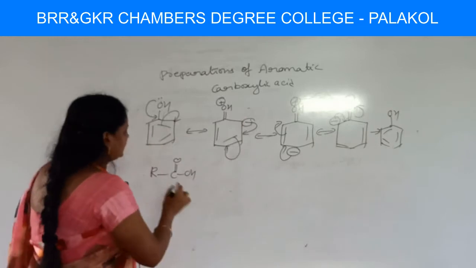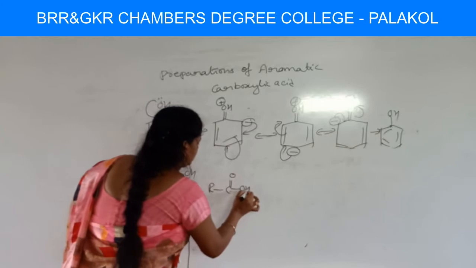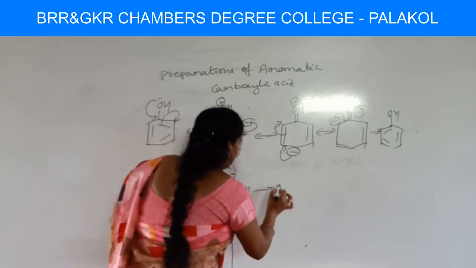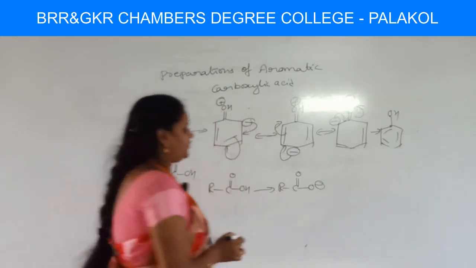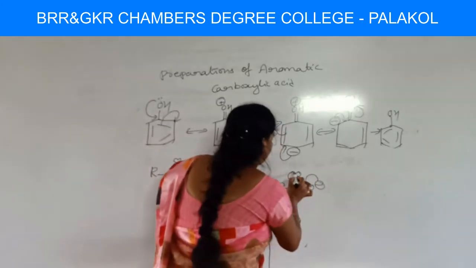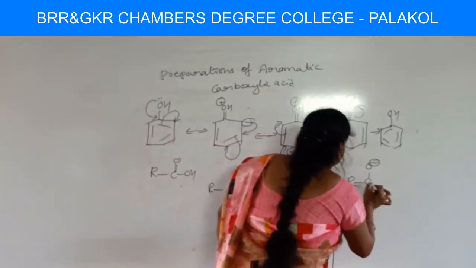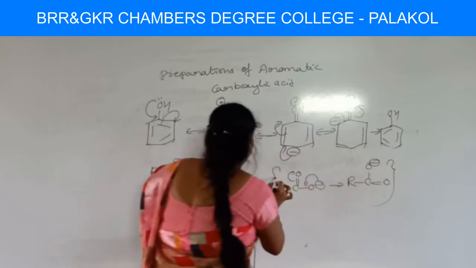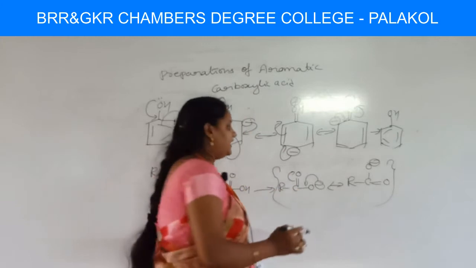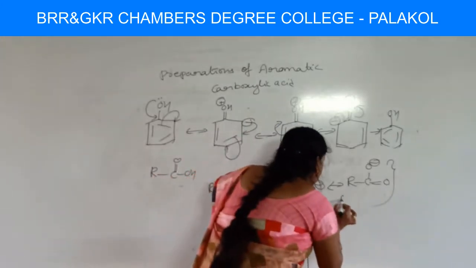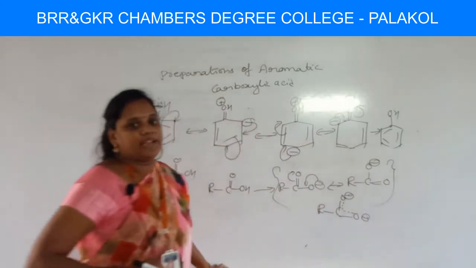If you take carboxylic acid, RC double bond OH, okay, RC double bond O minus, carboxylate ion is formed and this undergoes resonance stabilization to form RCO minus and double bond O. Okay, it is forming stabilized resonating structures, RCO minus O minus, resonance stabilized structure.